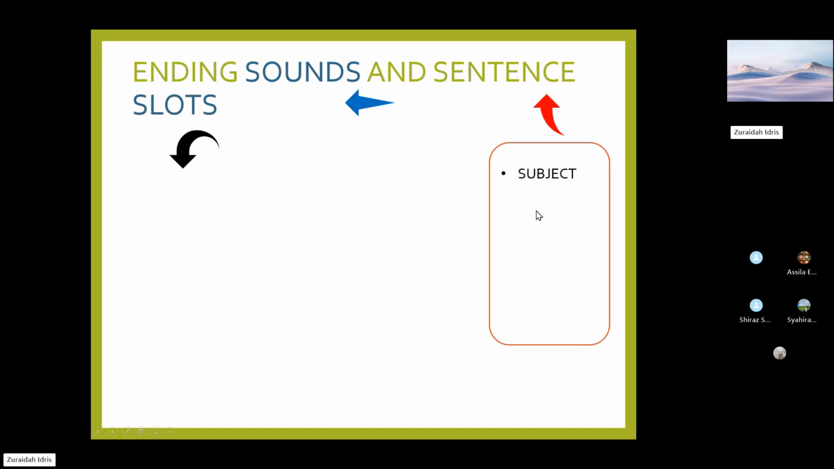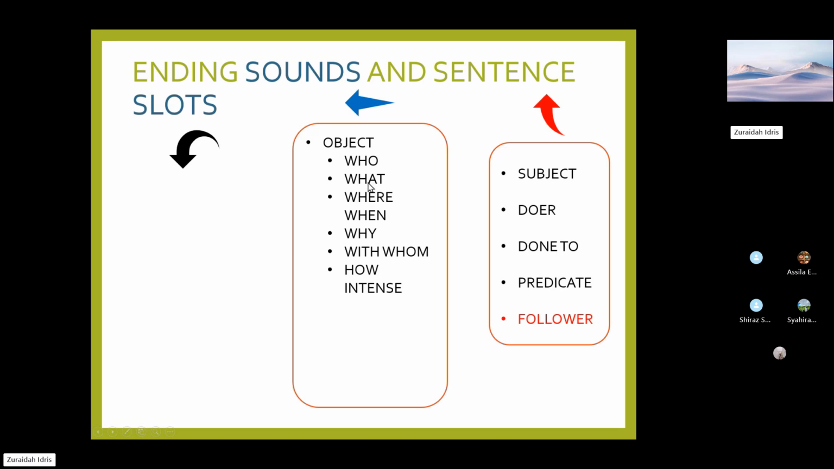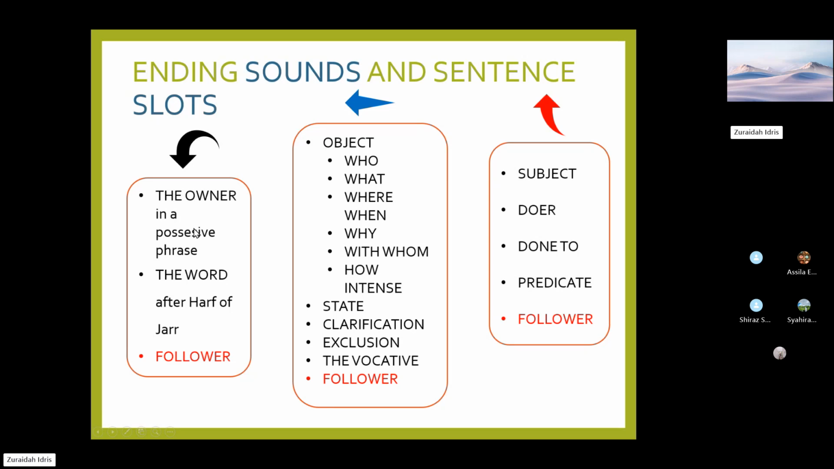So we said there were different categories. These are the things that will have the u or un sound at the end. Okay, we said all this. And then we said the ones that have the a or an sound are all these. Don't know what these are yet, yeah? We will know this later when we do sentences in detail. Then we have things like this: the owner in a possessive phrase, the word after the harf of jar, the preposition that we were talking about, and the follower. So this is marfu'un, mansubun, and majrurun.